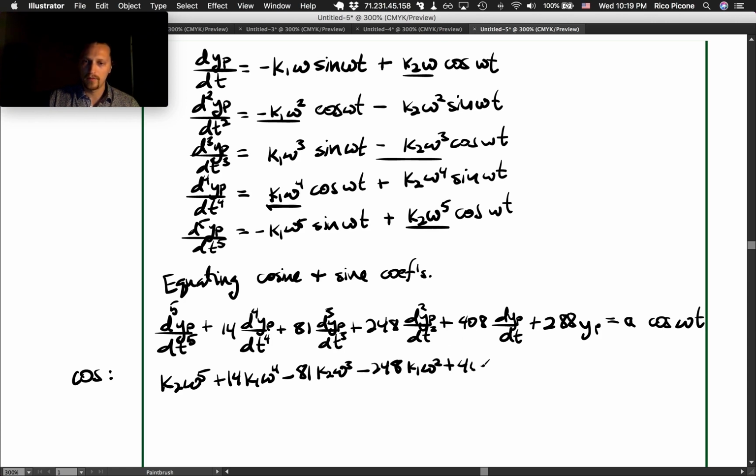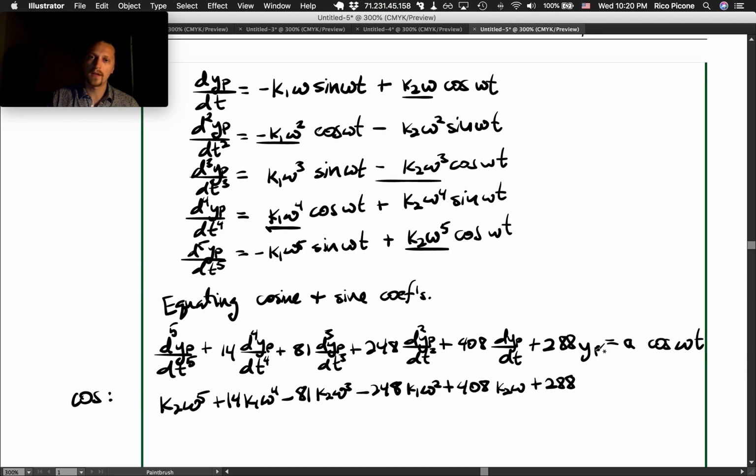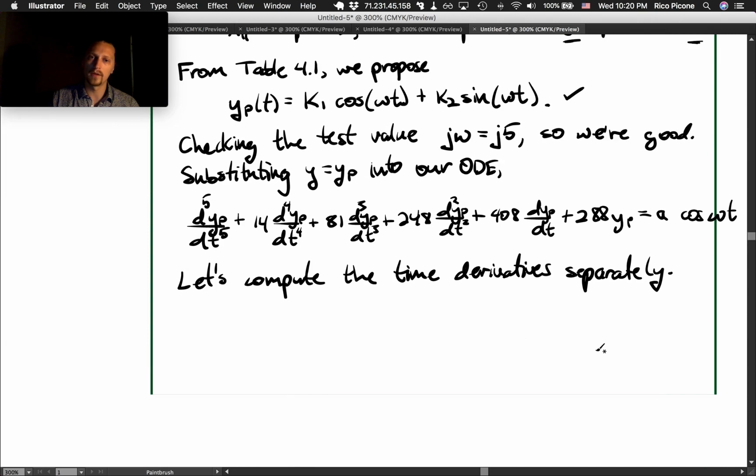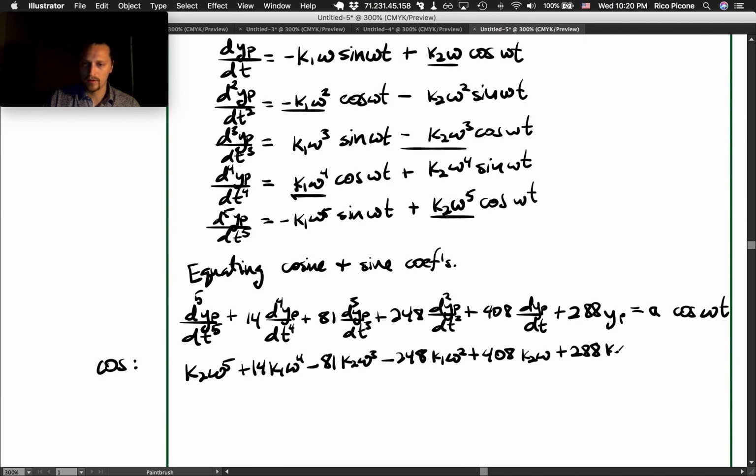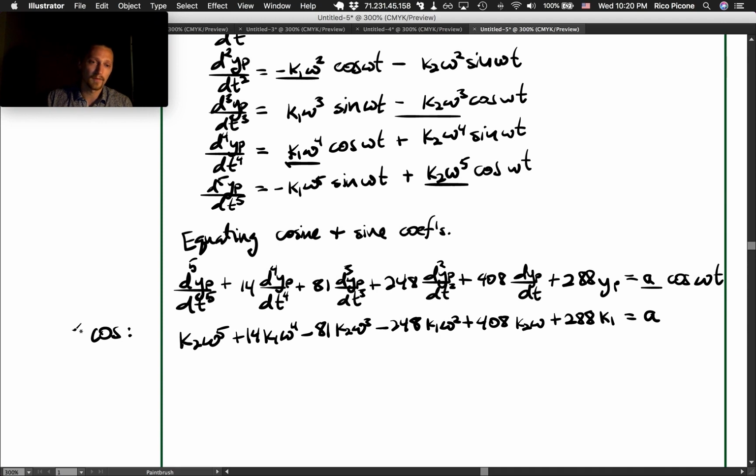Plus 408 K2 omega, and then finally 288 YP. The cosine term was our K1 term, right? Yeah, K1. So K1 equals, the right-hand side has a cosine term with a coefficient A. So there we have our first equation. We're only going to need two, so we're good. We have two unknowns, K1 and K2.